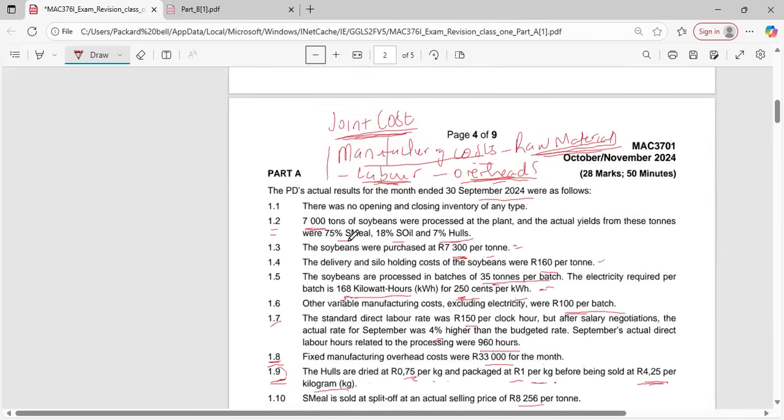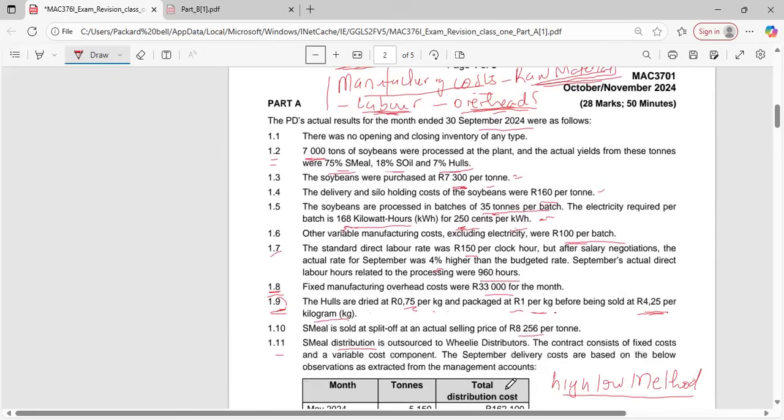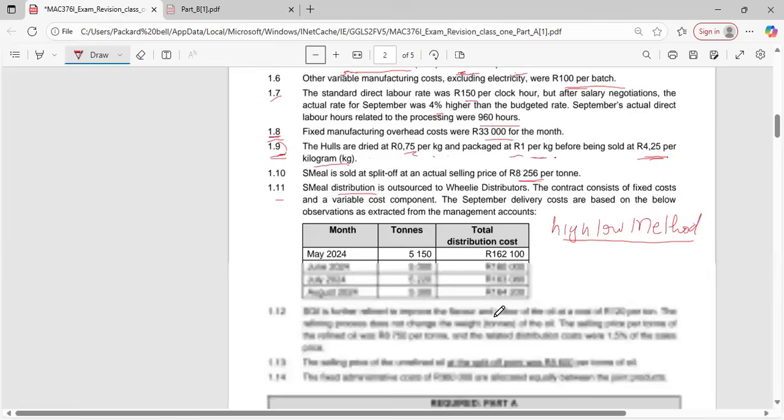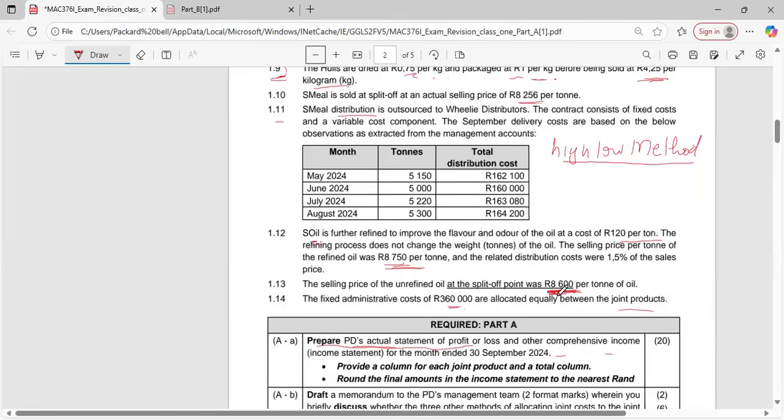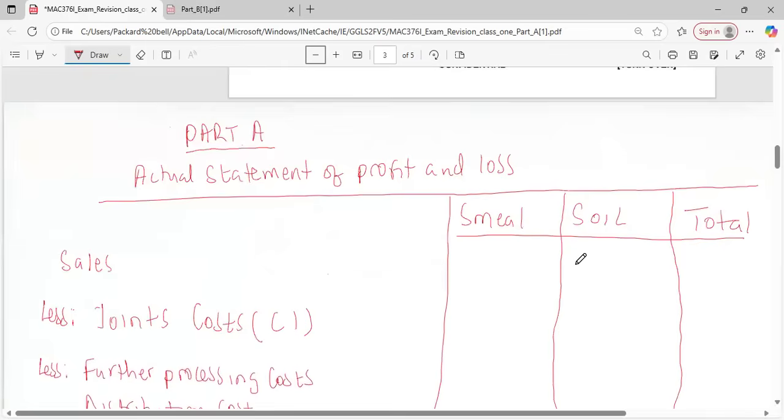So S meal is 75% and S oil is 18%. Then we get our quantities at split off point. Then we go and look at the selling price at split off point. So our S meal at split off point is going to be 8,256. Then S oil at split off point is going to be 8,600. So we have our information for the sales value at split off point. So that's what we want now.